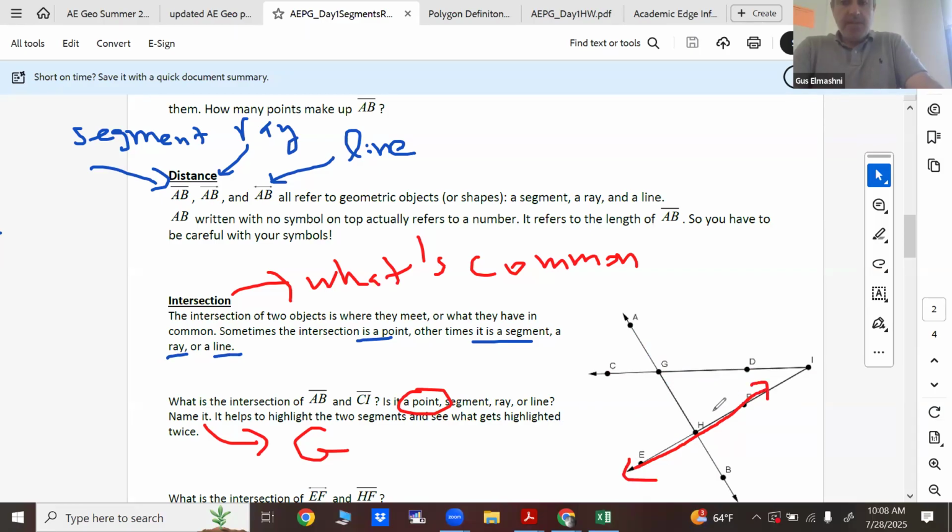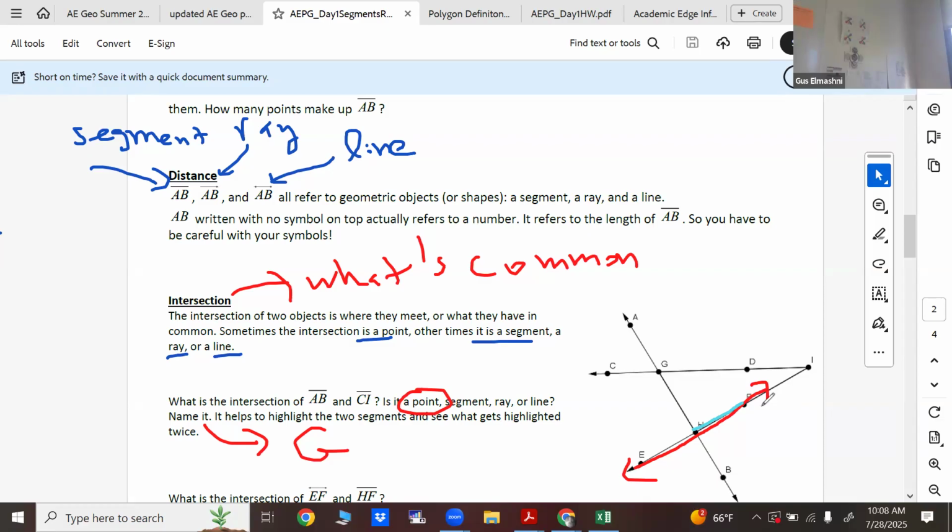And segment HF. Okay, let's go a different color here. So let's take a moment here. Line EF goes forever towards E and F, right? They go forever. HF is confined between letters H and F, obviously.